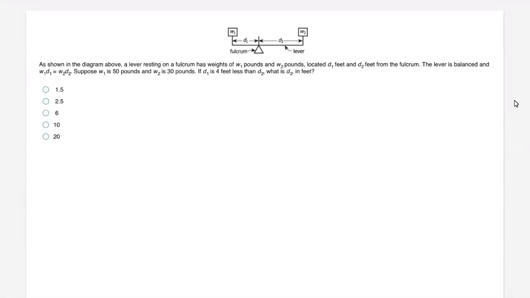As shown in the diagram above, a lever resting on a fulcrum has weights of W1 pounds and W2 pounds, located at D1 feet and D2 feet from the fulcrum. The lever is balanced and W1 D1 is W2 D2, so inversely proportional. W1 is 50. I will substitute here. And W2 is 30.